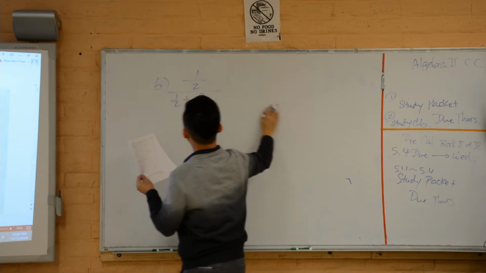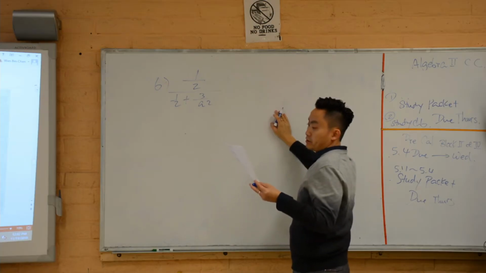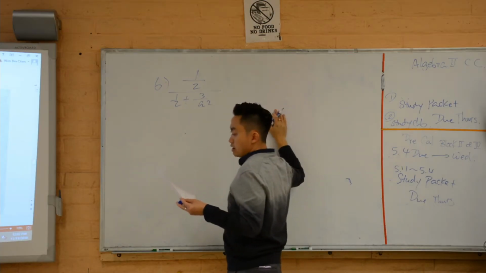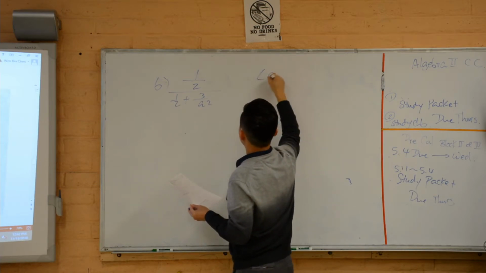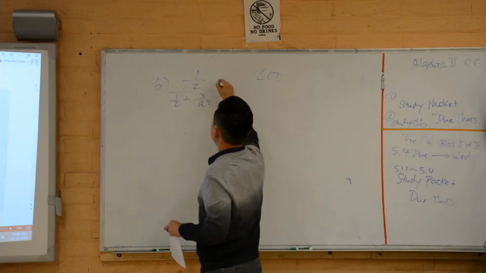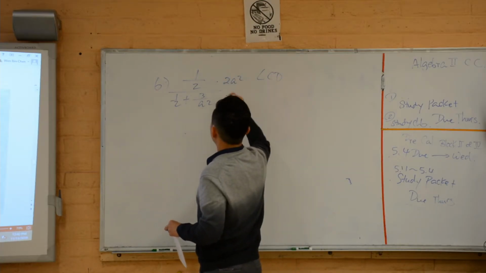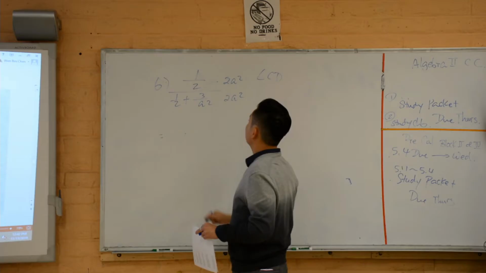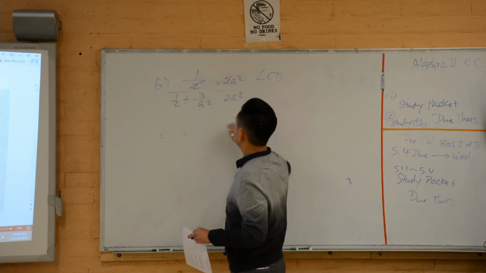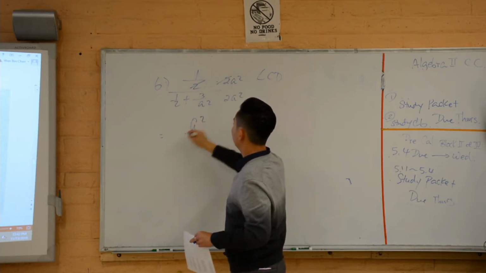1/2 over 1/2 plus 3 over a squared. So you want to take a look at the numerator and the denominator. The first thing you want to find is the LCM, 2a squared. So basically you just multiply that 2a squared top and bottom. Cancel. So we got 2 cancels out, so we got a squared.